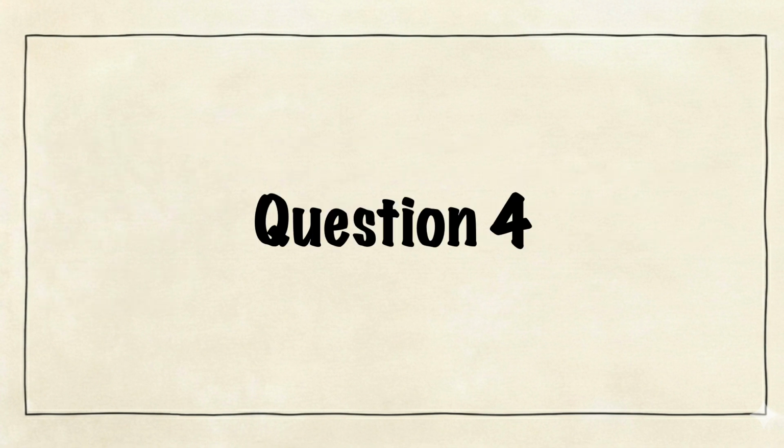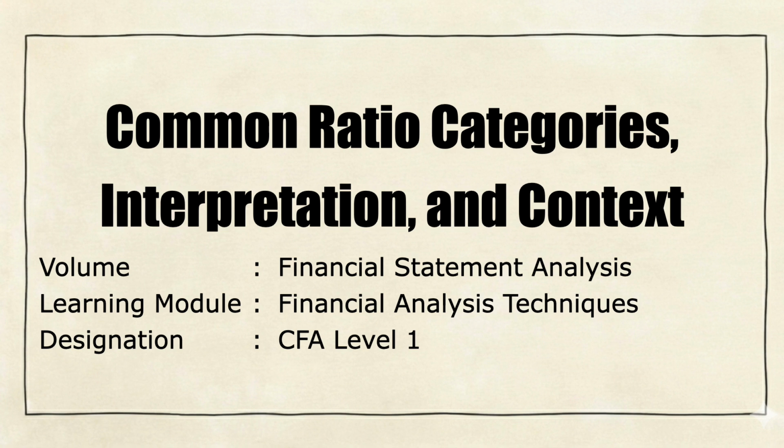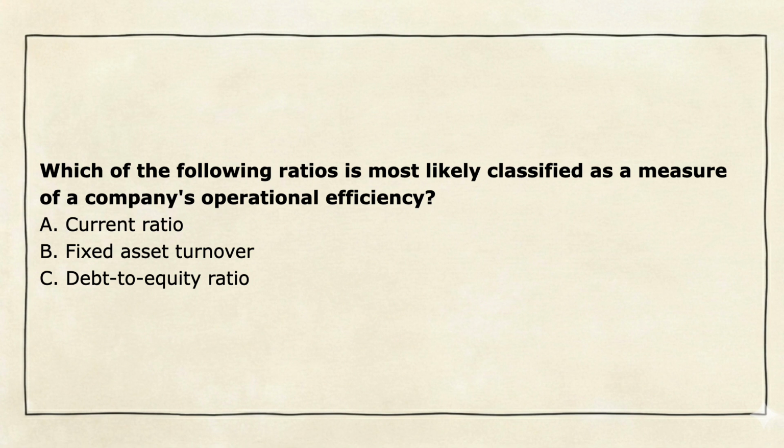Question 4. Common ratio categories, interpretation, and context. Which of the following ratios is most likely classified as a measure of a company's operational efficiency? A. Current ratio. B. Fixed asset turnover. C. Debt-to-equity ratio.